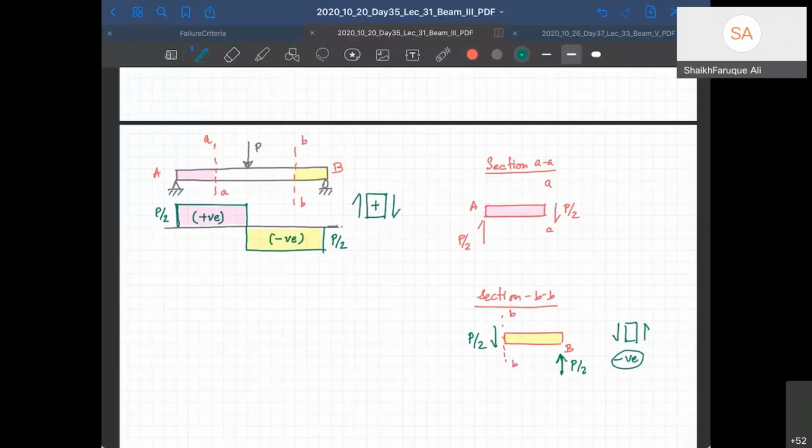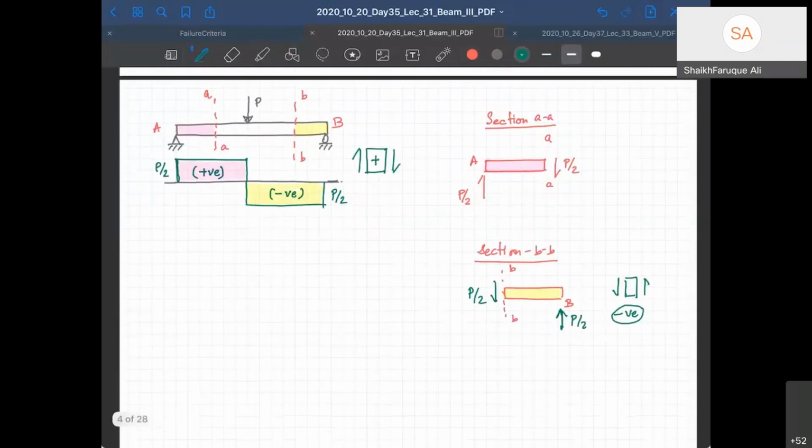Now, many books will have different sign conventions, right? So if you change your sign convention, things will change. Very simple. So don't worry about positive or negative, right? Check your sign convention, and based on that, it will be positive or negative. Now let's look at the bending moment diagram.